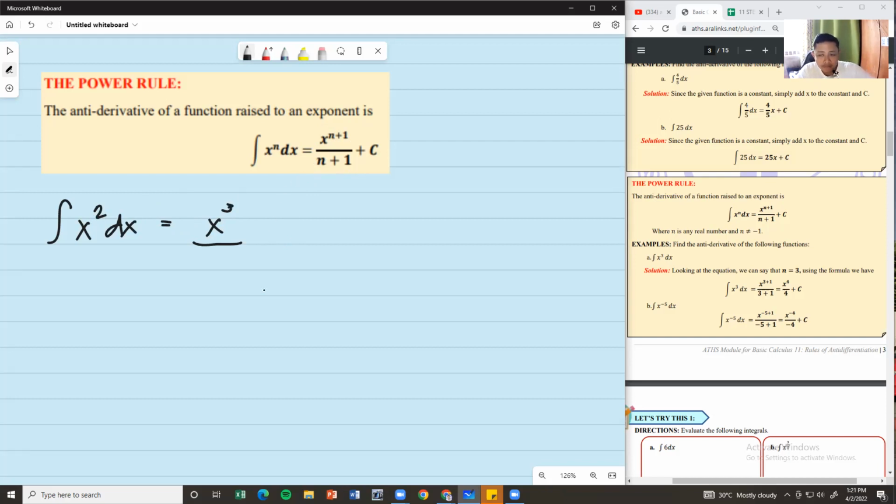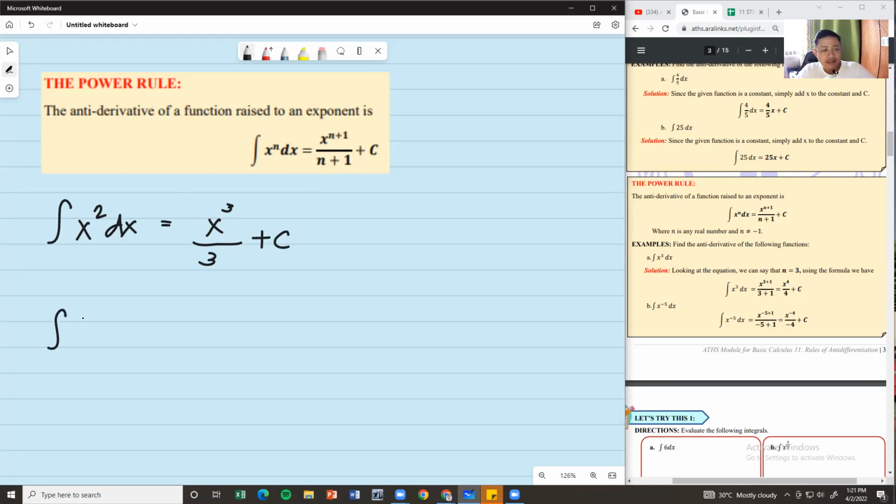What will we do here? Whatever is your exponent here will be written there. Kasi yun yung dinidivide natin kapag may constant dito. Right? And of course, don't forget to write plus c. That's it. Let's have another.